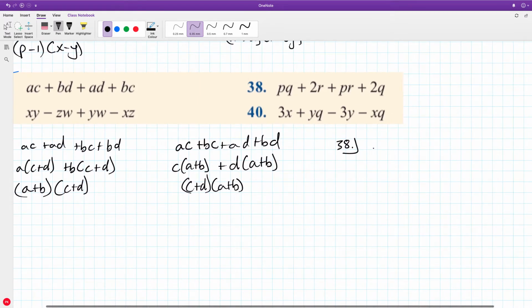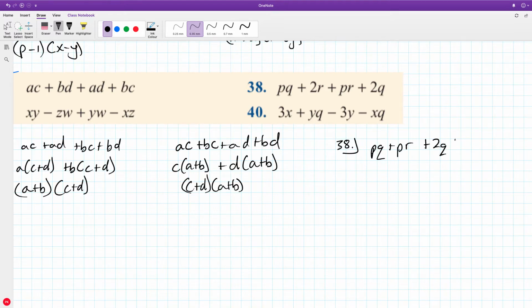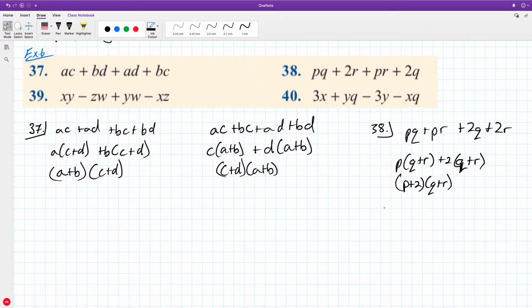I'm going to put PQ plus PR, and 2Q plus 2R together. So I'm going to take out a common P and left with Q plus R. I'm going to take out a common 2 and left with Q plus R. Final answer of P plus 2 and Q plus R. You can have them whichever way you want, as long as you have that answer at the bottom. You know you're right. 39.